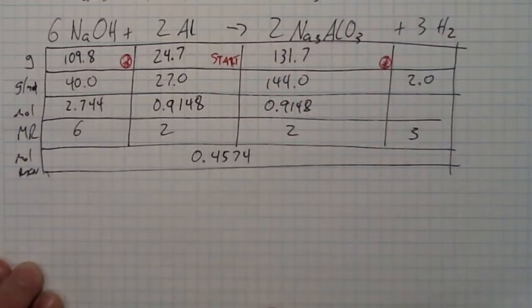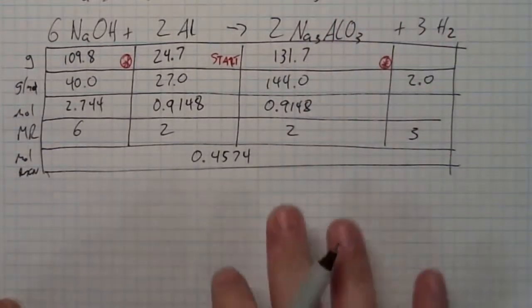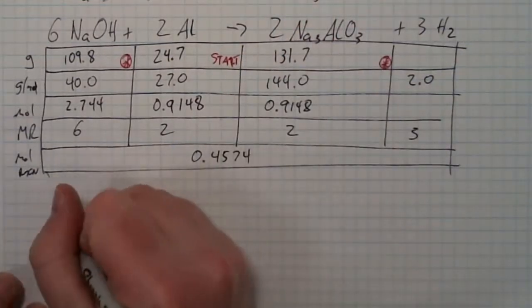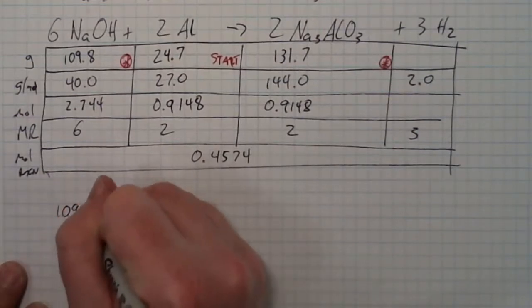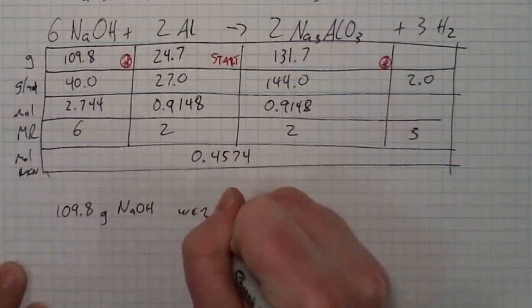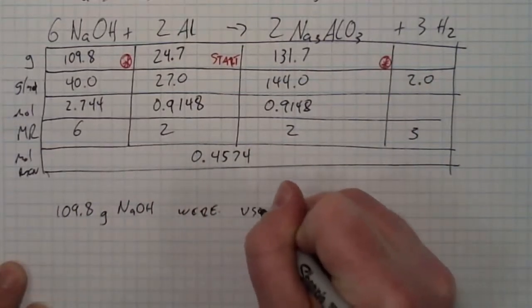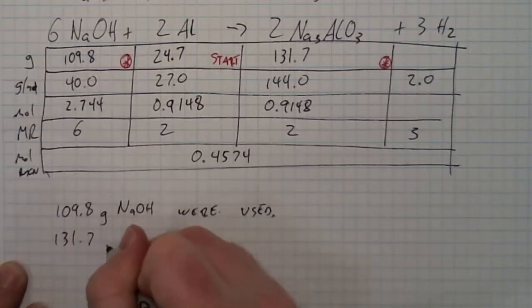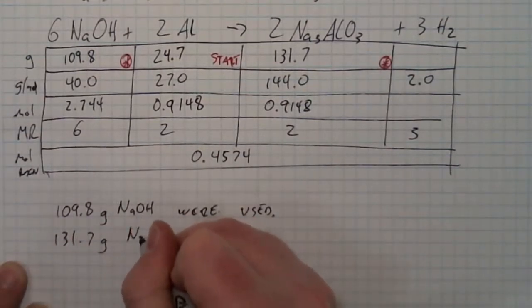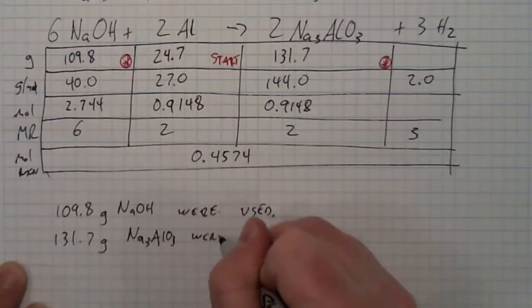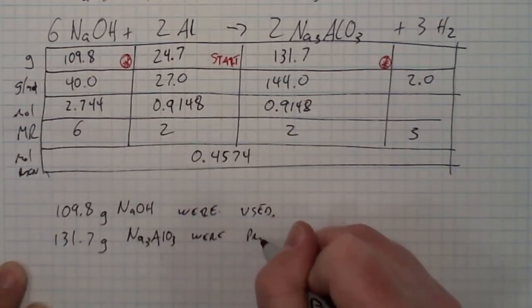Now remember, I said that this is your work, this is not your answer. You should always answer the question and say that 109.8 grams NaOH were used and 131.7 grams sodium aluminate, Na3AlO3, were produced.